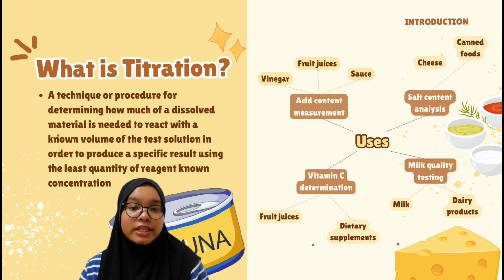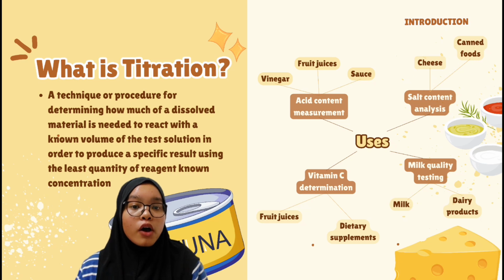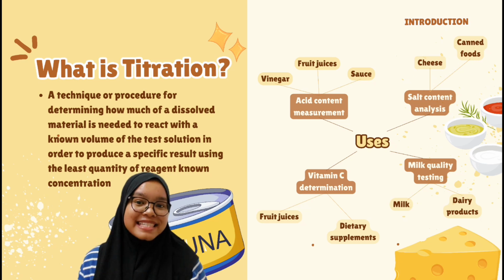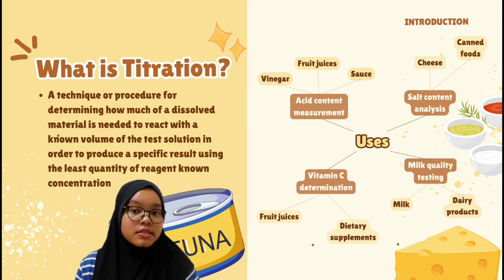Titration for food quality control were used widely. Here, some uses of titration in ensuring food quality. Firstly, we have acid content measurement. Titration is commonly used to measure the acidity in food product. For example, vinegar, fruit juice, and sauce. The acid affect the flavor, preservation, and safety of this product.